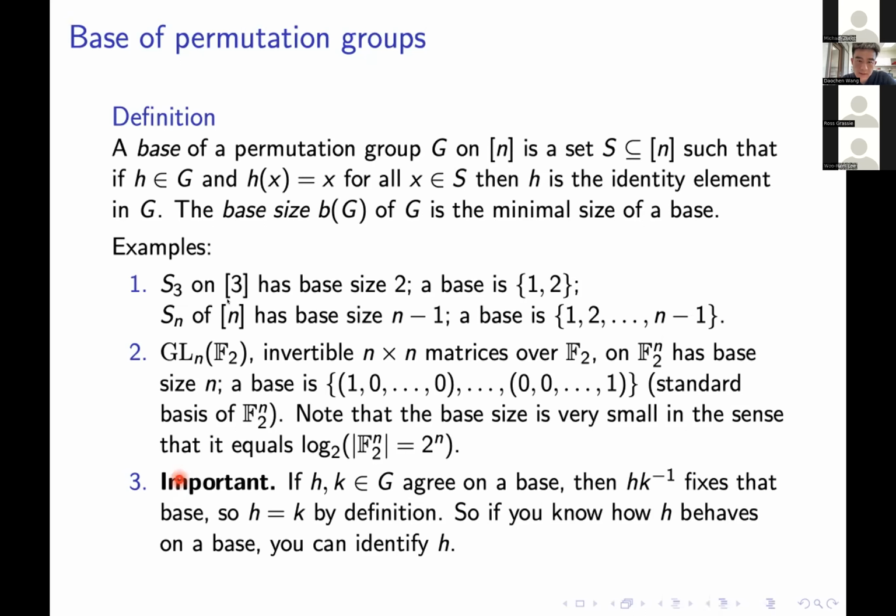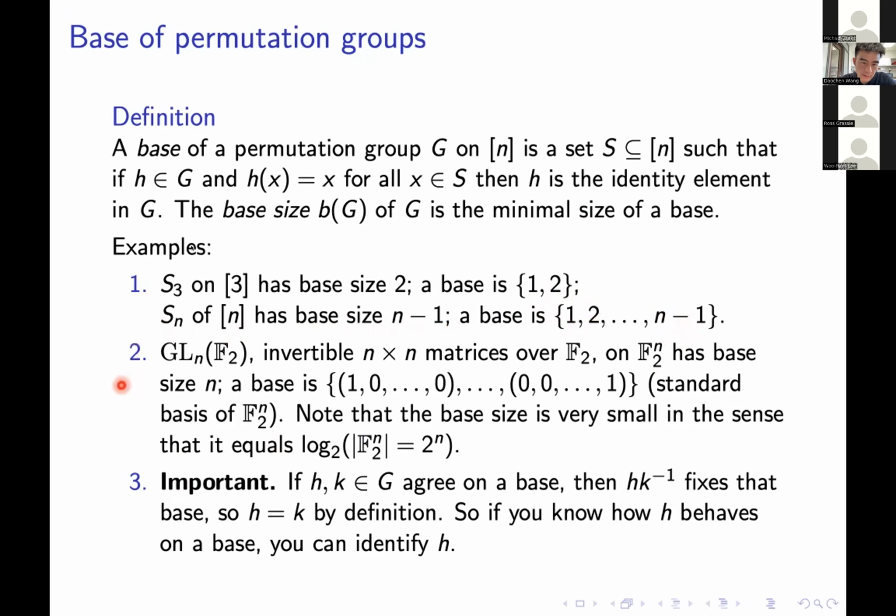It is not size 3 because if you know how an element behaves on 1 and you also know how it behaves on 2, you already know how it behaves on the third one. And so it is kind of 2 and not 3. And similarly, Sn on bracket n has base size n-1, and the base is 1, 2, up to n-1.